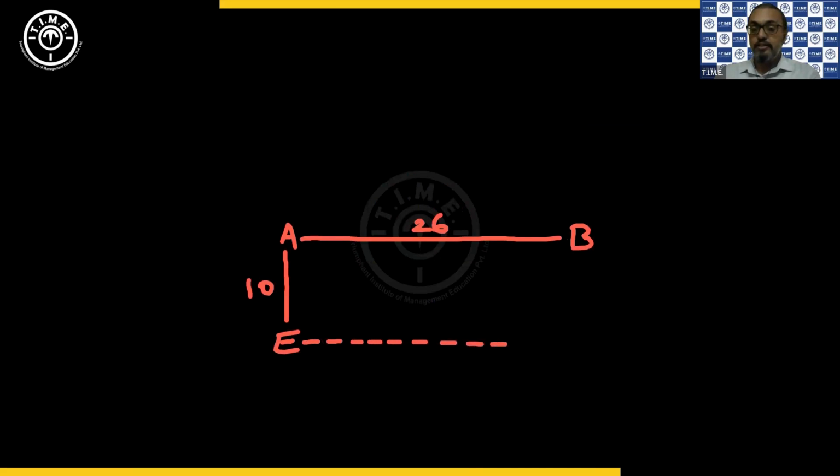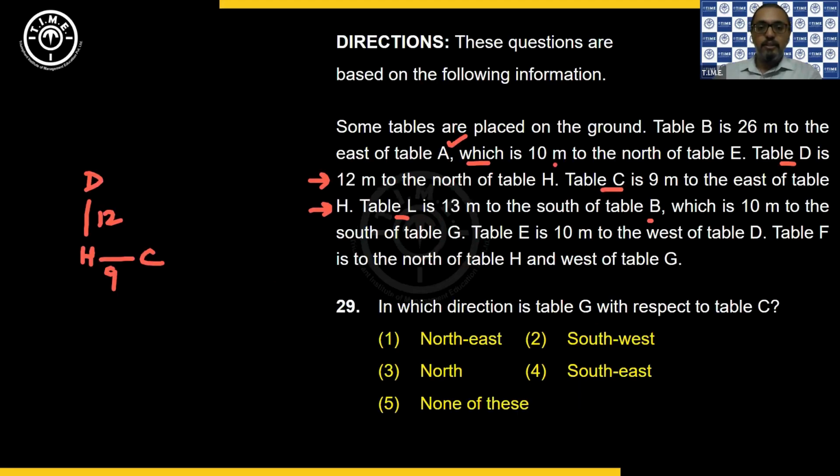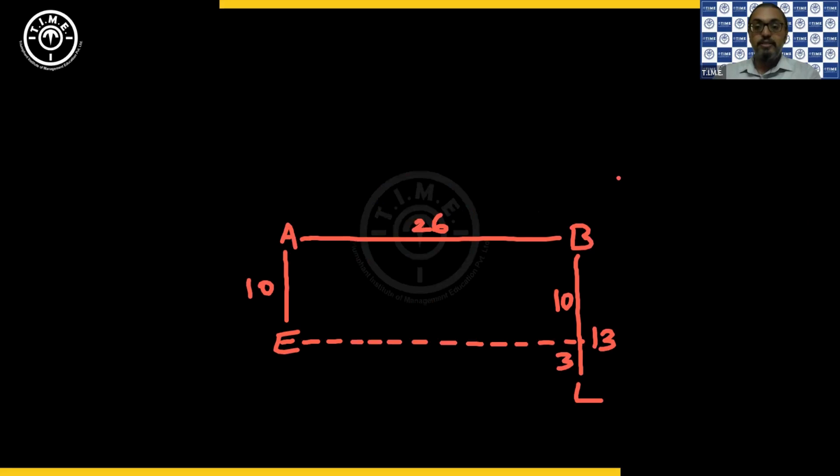Now we need to take the distances correctly. We know that this is 10. So there is another 3 more. So total 13 meters you have L. Correct? Now, B is 10 meters south of G. So B is below G 10 meters like this. Yes?